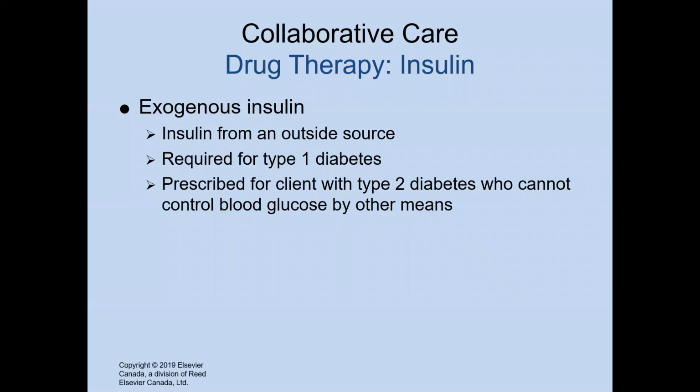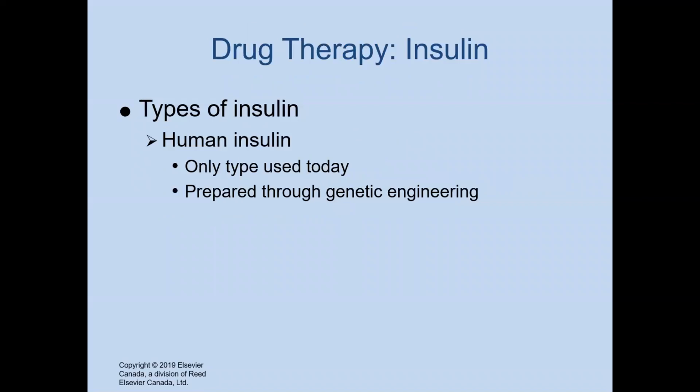Let's talk about insulin for a second, although I know you know it. Exogenous insulin just means it's not the insulin you're making in your own body, but it comes from outside. Type 1 diabetics for sure require exogenous insulin because remember, their pancreas has stopped making it. Patients with type 2 diabetes who can't control their blood glucose by any other means, so with oral agents, may have to start using insulin as well. So when I was a nursing student, we used to talk about all these other kinds of insulin, pork and so on. But now all insulin is human insulin. So it's all human-based insulin, and that's prepared through a genetic engineering process.